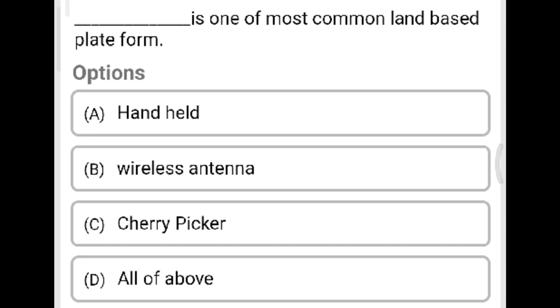Next question, dash is one of the most common land-based platform. Option A handheld, option B wireless antenna, option C cherry picker, option D all the above. The correct answer is option C cherry picker. Here we do not answer all the above because only the cherry picker is the most common land-based platform.